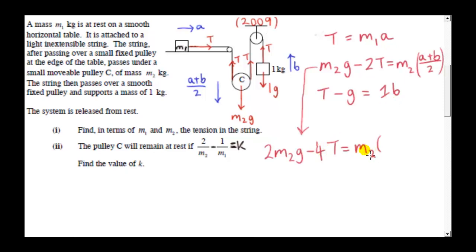Similar to previous examples, to get the tension, we take this equation here and sub in for A and B from the other two equations. Now I'm multiplying this equation by 2 to get rid of this 2 in the denominator. So on the right hand side we'll have m2 times (A plus B). Well, A comes from this first equation, that's T over m1. B comes from this equation down here, that's T minus g.